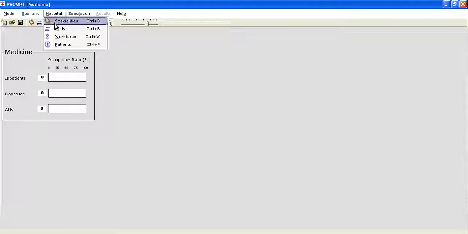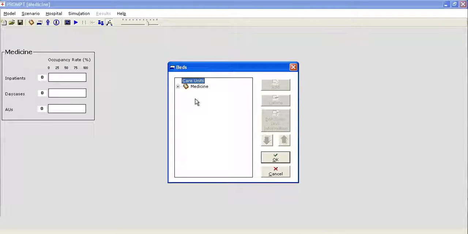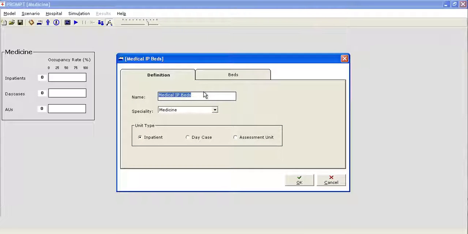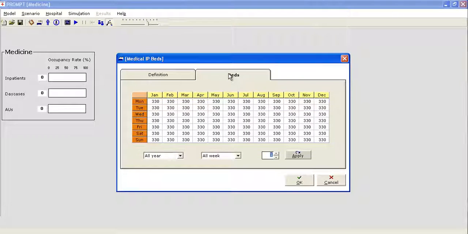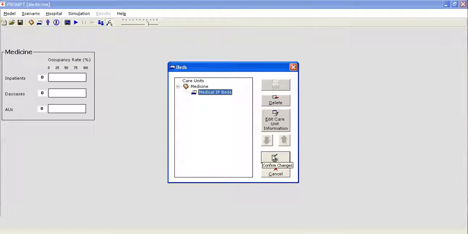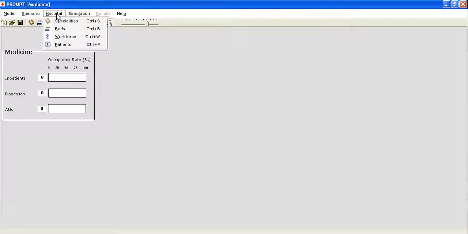Having created a specialty, I then need to define the beds. This is where the patients actually stay. In fact, they're called care units because they could be a bed, but it could also be a trolley, for example, or a daycare unit. In medicine, I've only defined one care unit. I could, again, have any number of care units reflecting different wards or different day case units. In this particular inpatient beds unit, I've got 330 beds to start with, and we'll see what happens as I experiment with that later. So it's quite a big care unit in a large hospital for medical patients.